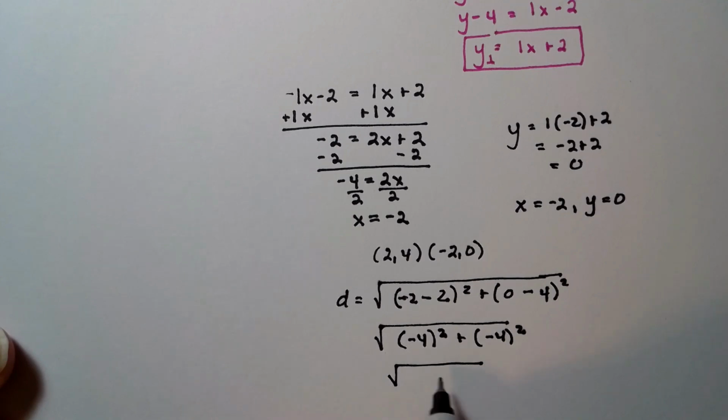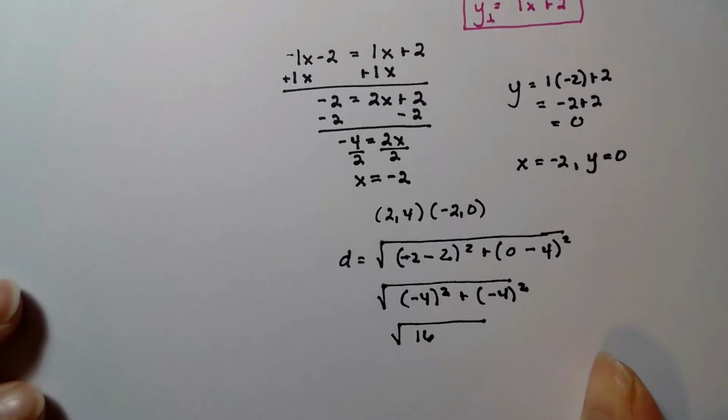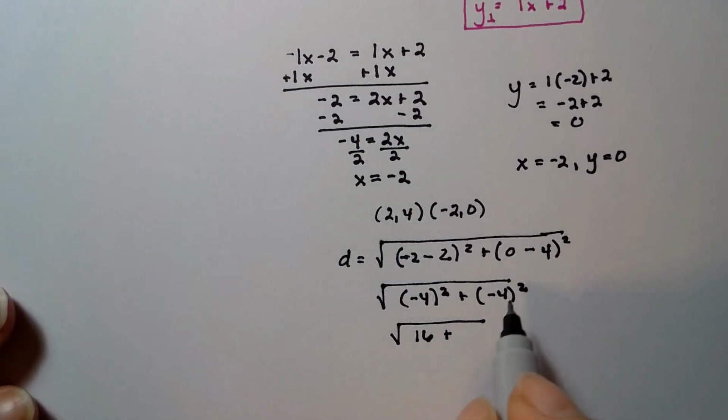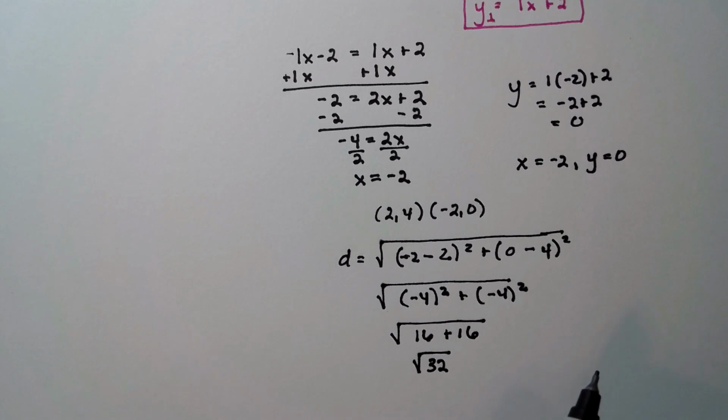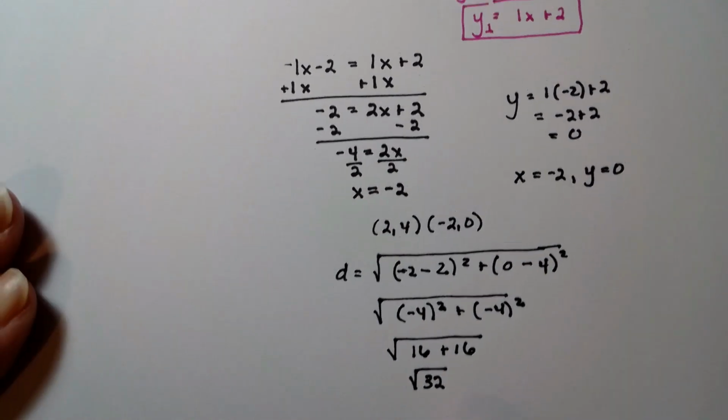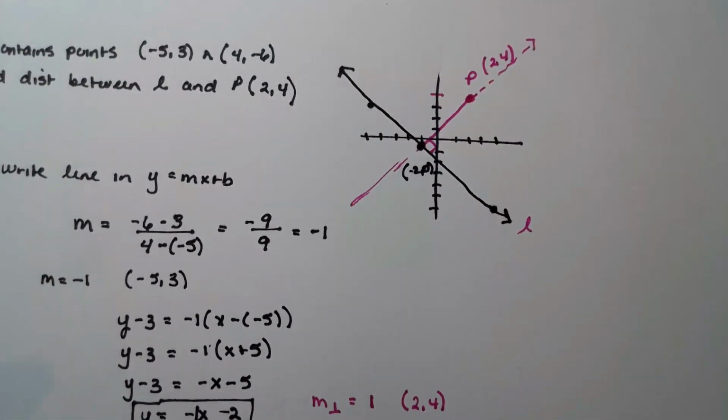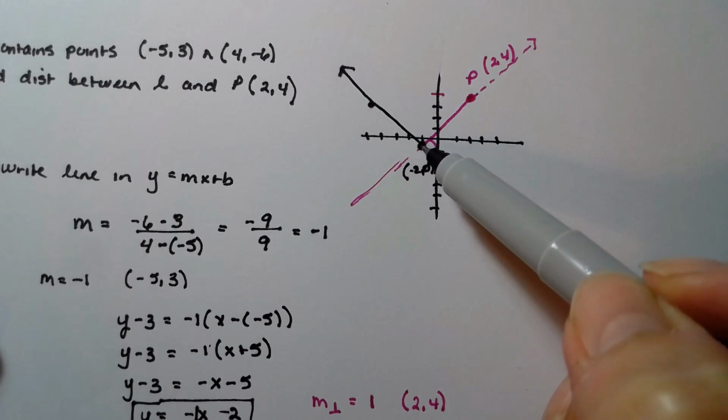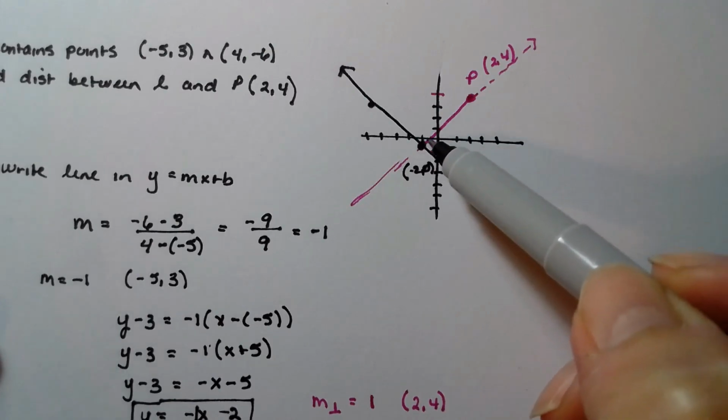And that's going to give me, for negative 4 squared, positive 16. Anytime you square a negative, you get a positive. Plus negative 4 squared is 16. 16 plus 16 is the square root of 32. And we can simplify that, but for right now, I just want you to know how to do the steps to get the right answer. We can worry about simplifying later. So the distance between this point, P, and this line is the square root of 32.